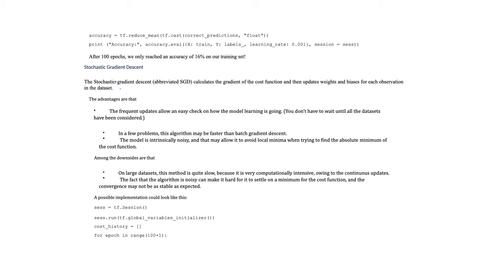Stochastic gradient descent. The stochastic gradient descent, abbreviated SGD, calculates the gradient of the cost function and then updates weights and biases for each observation in the dataset. The advantages are that the frequent updates allow an easy check on how the model learning is going. You don't have to wait until all the datasets have been considered. In a few problems, this algorithm may be faster than batch gradient descent. The model is intrinsically noisy, and that may allow it to avoid local minima when trying to find the absolute minimum of the cost function.